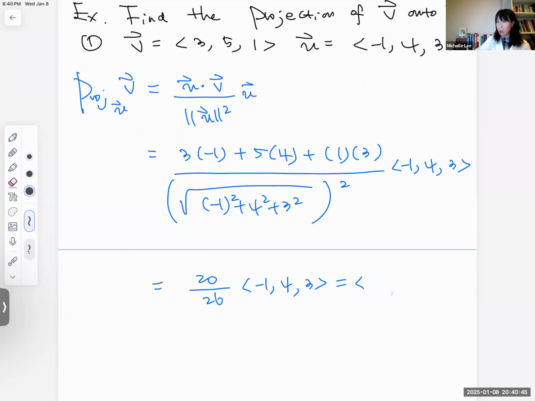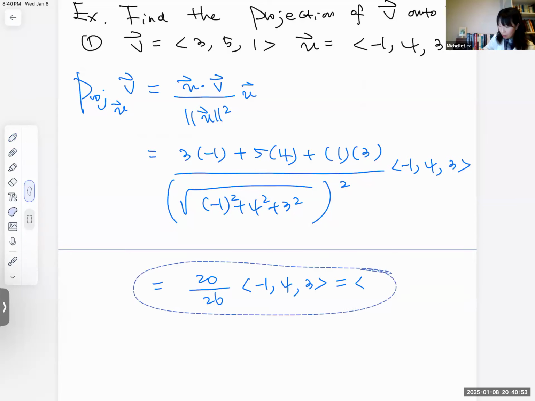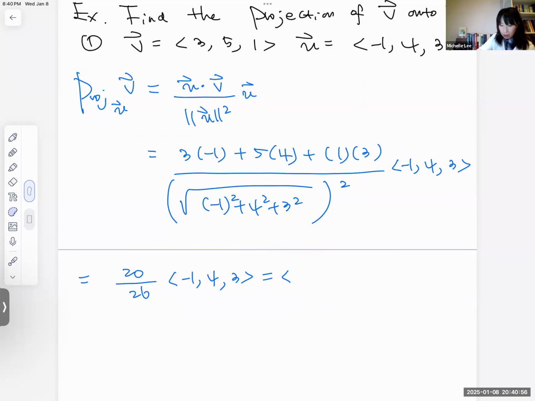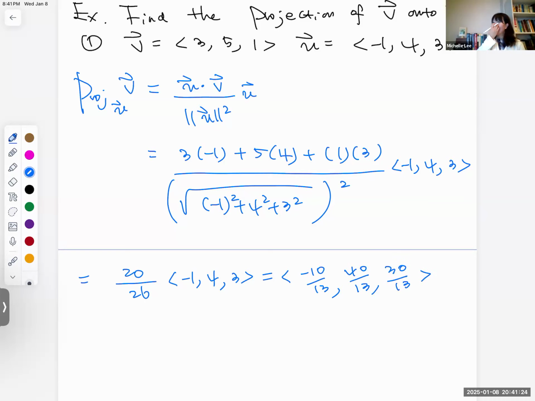And then we can simplify it too, right? So the simplest form, let me write it down for you. -20 over 26, let's just simplify. Okay: (-10/13, 40/13, 30/13). Yeah. Okay.